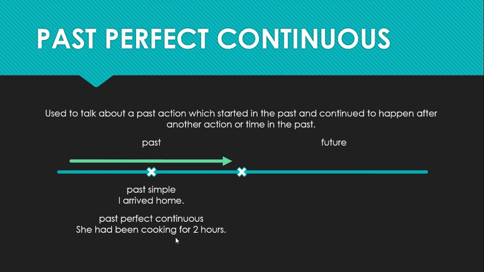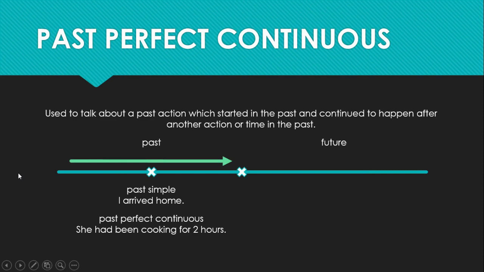And another thing about past perfect continuous is that it focuses on the duration of an action. Maksudnya, fokus diberikan kepada tempoh atau jangka masa sesuatu itu terjadi. As you can see here, she had been cooking for 2 hours. So this kind of situation in the past is described using the past perfect continuous.